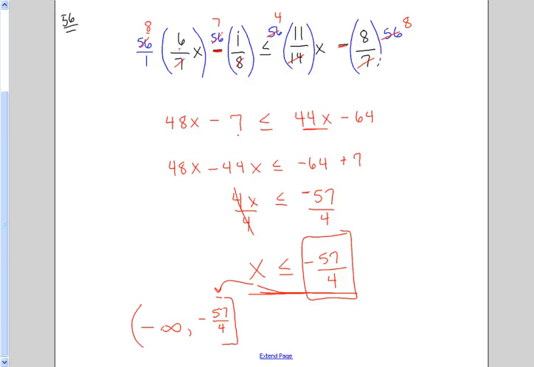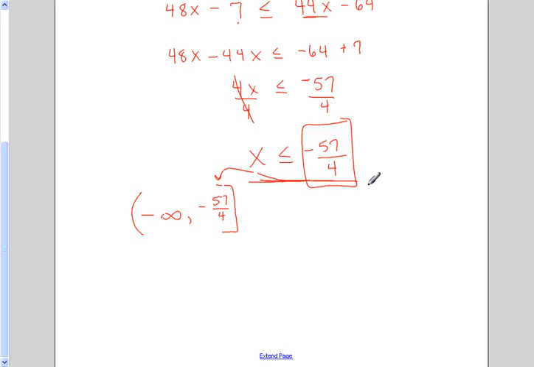Now, what if I needed to graph this one? Then I would need to look at it as a mixed number. If I look at -57 over 4, if I divide 4 into 57, 4 into 5 would be a 1. Let's see what we would have. 4 into 17 would be 4. So we would have negative 14 and 1 left over, negative 14 and 1/4.